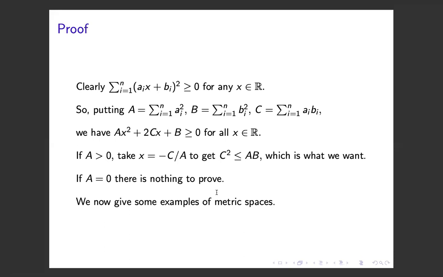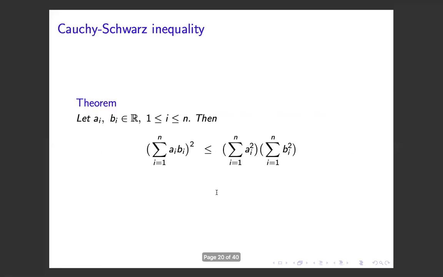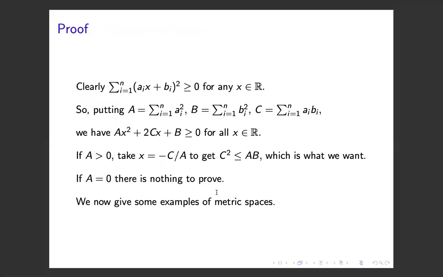Now you put A equal to the summation of AI squared, and B equal to the summation of BI squared. Those happen to be capital A and B, the right side of that inequality. And C is basically related to the left side. So obviously AX squared plus 2CX plus B is greater than or equal to 0.